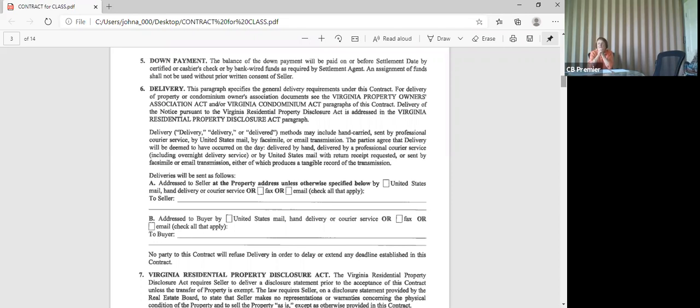Now, delivery of the contract, number 6. What's that talking about? It's talking about how are we going to deliver various documents during the transaction. And most people are using email now. So if you're working as a buyer's agent, you don't really know how the seller wants it. So that'll be filled in by the other agent. But what we're talking about is how will, for instance, the homeowner's package be delivered? You need to tell them in this A and B how they are going to accept delivery of documents.